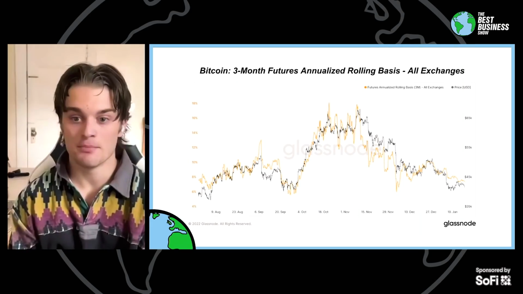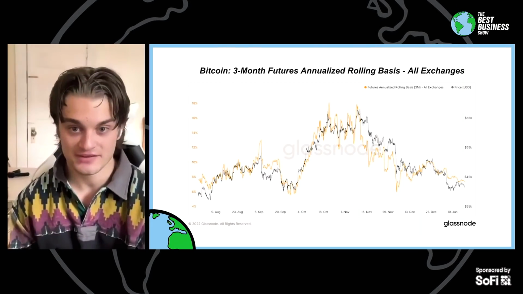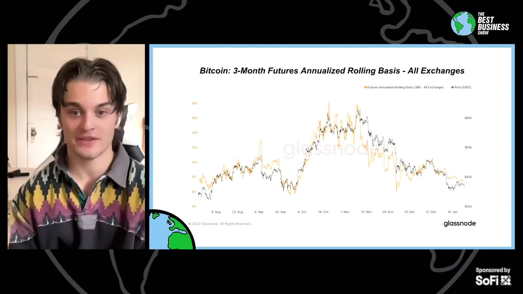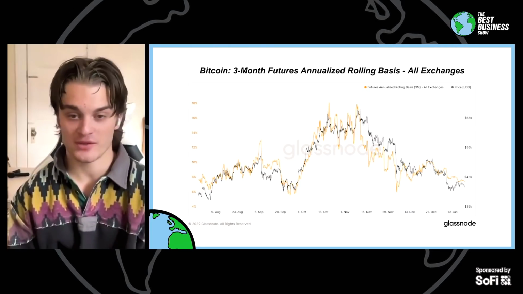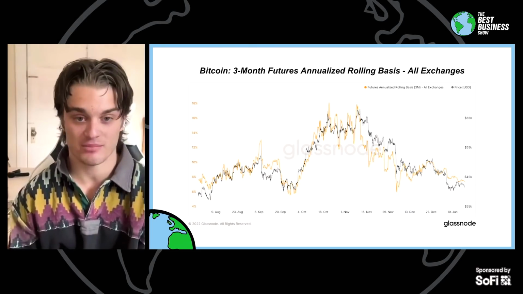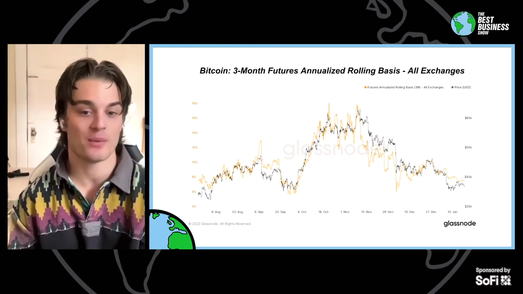Yeah, I think you have to look at all of these things to get a big picture of the market. And the reason I included this chart, this rolling basis, is the spread between the futures price and the spot price of Bitcoin, in this case the 3-month futures, and then we annualize that out.